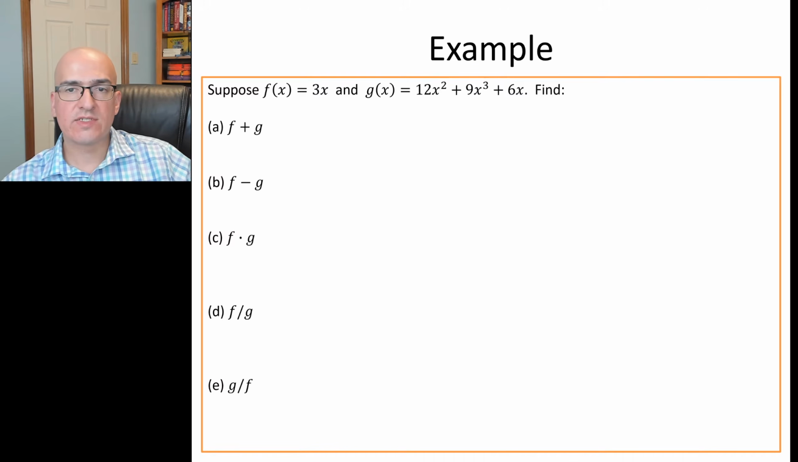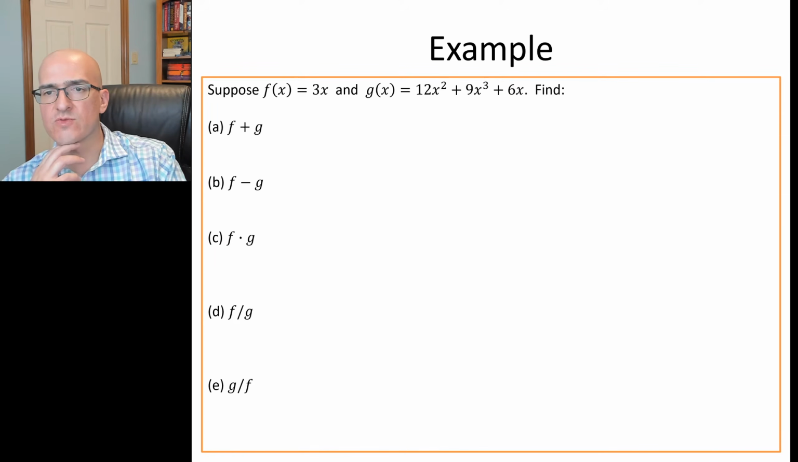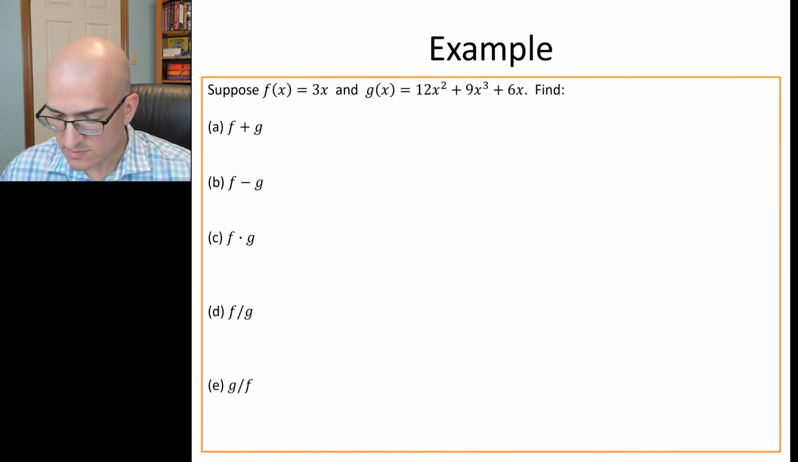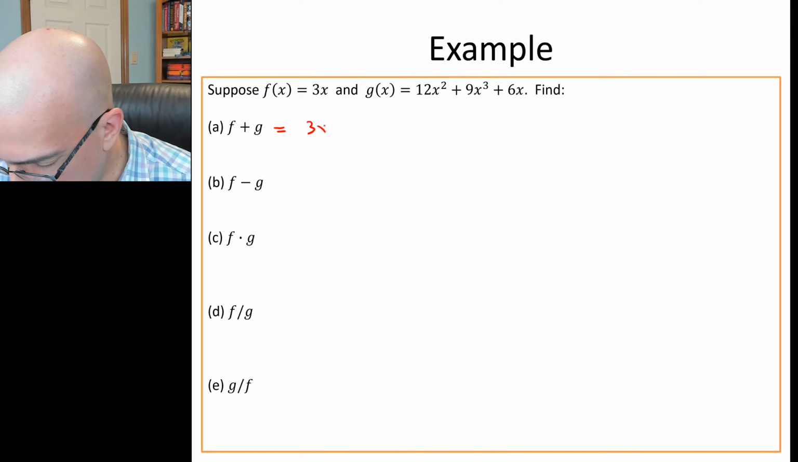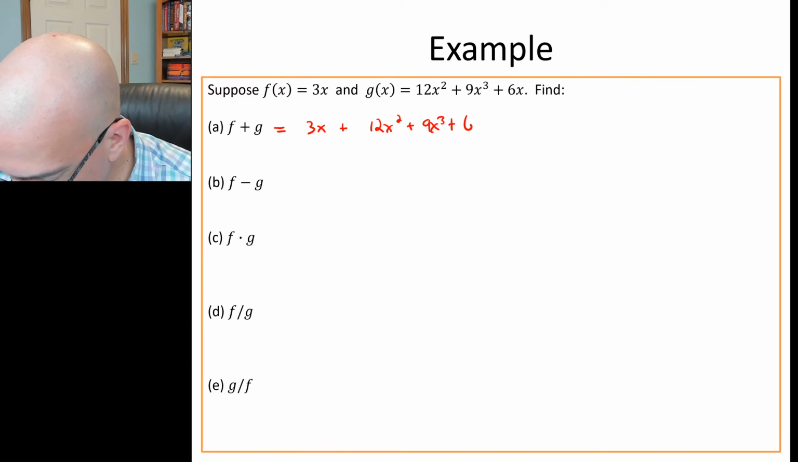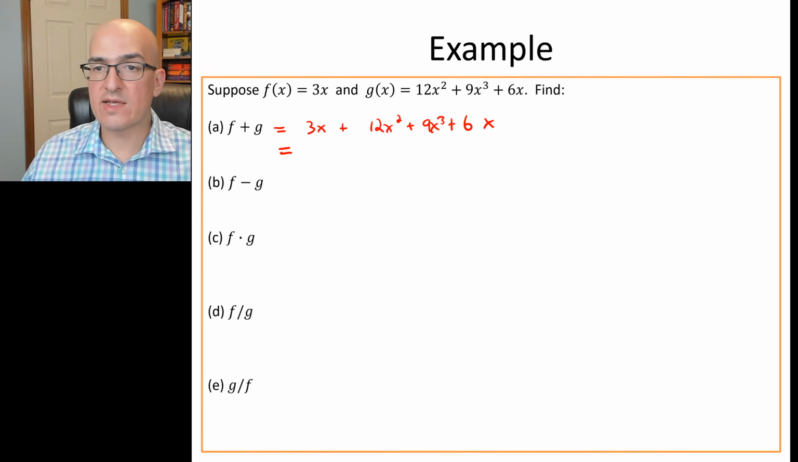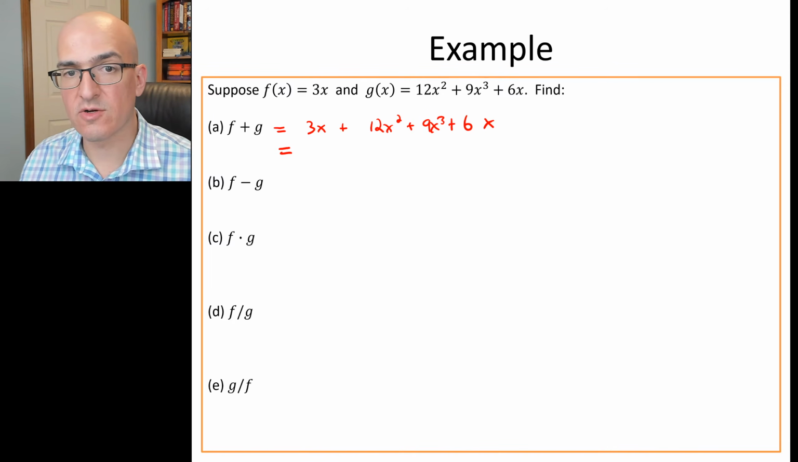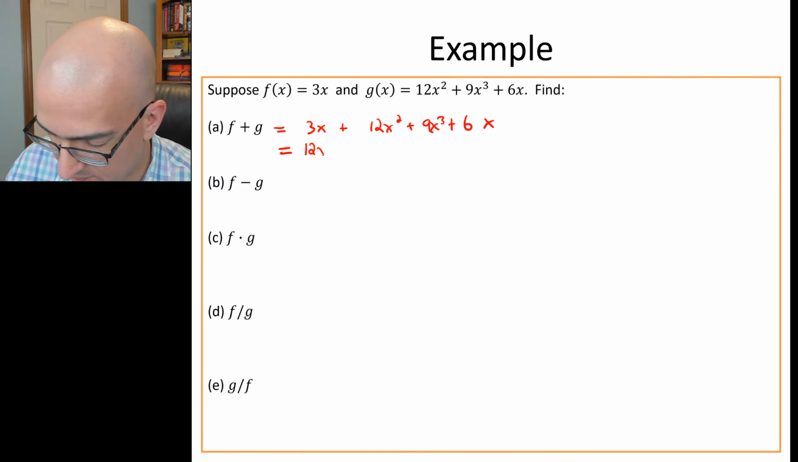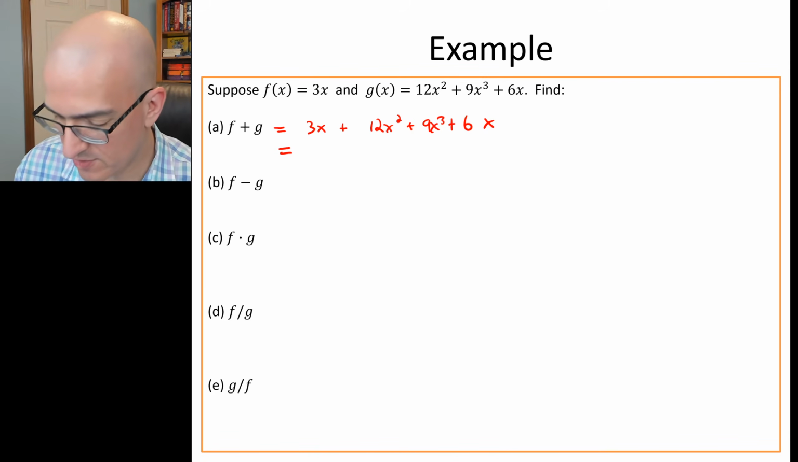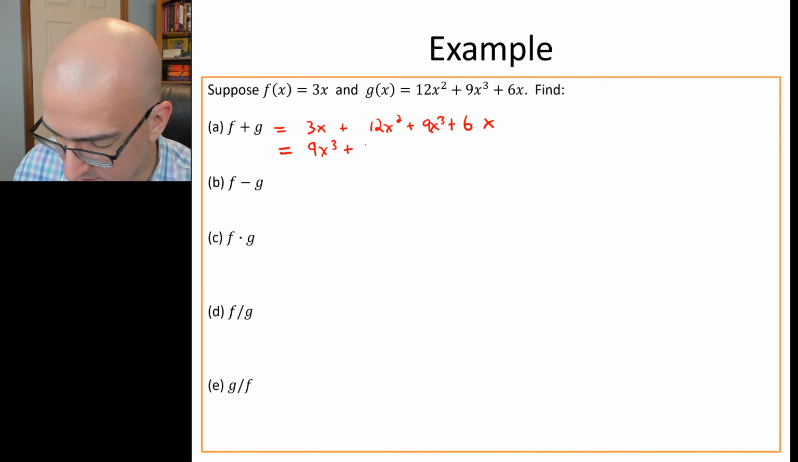Okay, so let's go through that process for these two particular functions. Let's combine f of x is 3x and g of x is 12x squared plus 9x cubed plus 6x. So f plus g is 3x plus 12x squared plus 9x cubed plus 6x. We're not done yet. We can combine like terms. The 3x and the 6x are like terms. We can merge them. I'll put them in the correct order. The highest power of x should go first, so 9x to the power of 3 plus 12x to the power of 2 plus 9x.